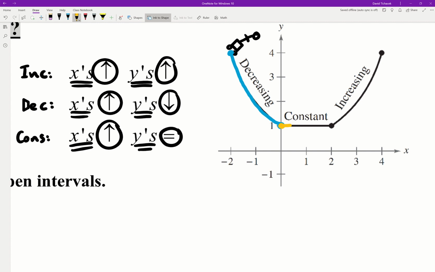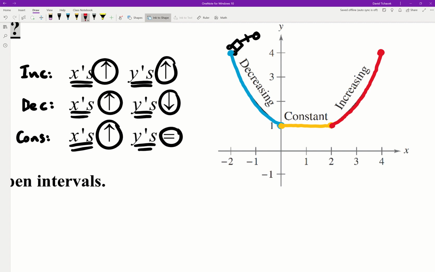Any sort of flat stretch of road, that will be an interval on which you are constant, and then any interval on which you are climbing up on that roller coaster, that slow anticipation right before you get to the very top of the roller coaster and then fall back down again. Anytime the roller coaster is climbing, that would be an increasing interval there, okay?